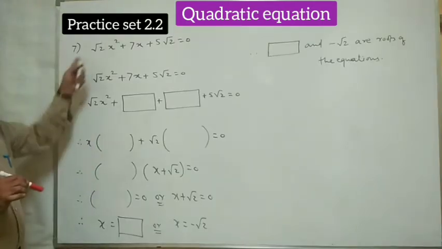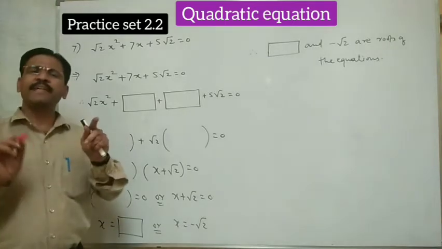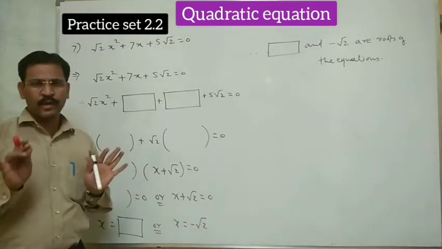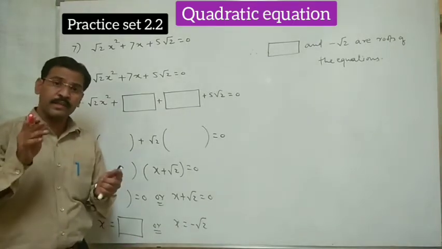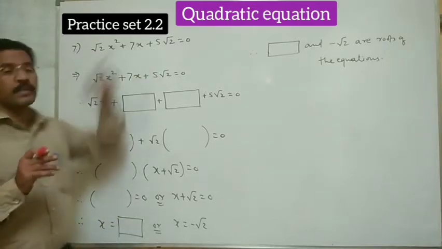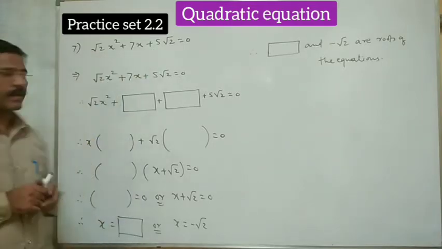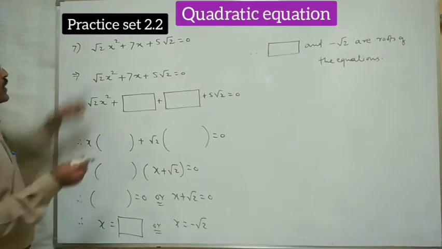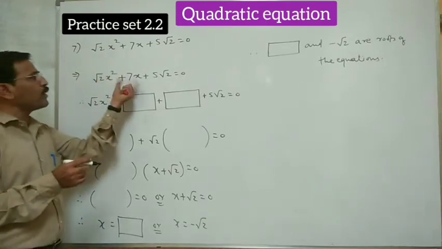See friends, in the 7th sum, it is an activity example. Already you solved it, but here some root terms are there. Just try to observe here. Look here. What are we going to make here? We are going to make the split of 7x.